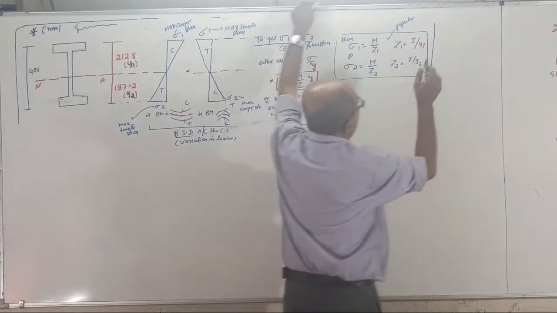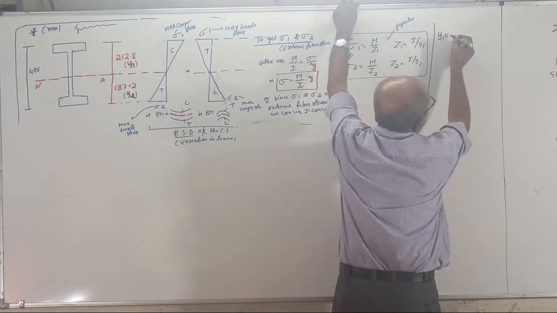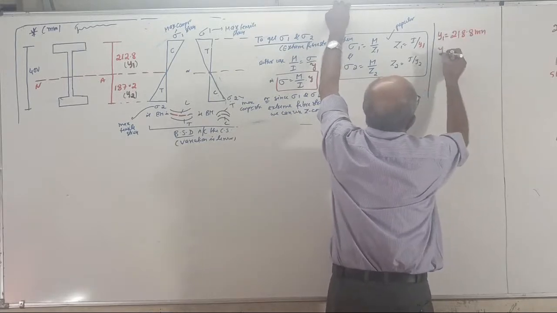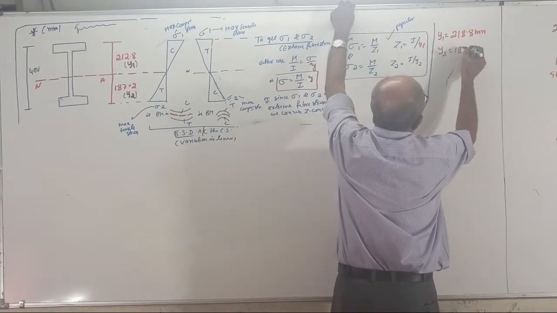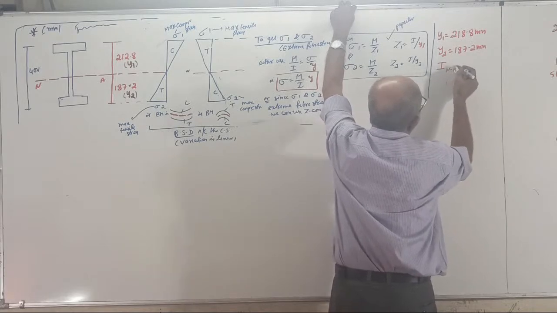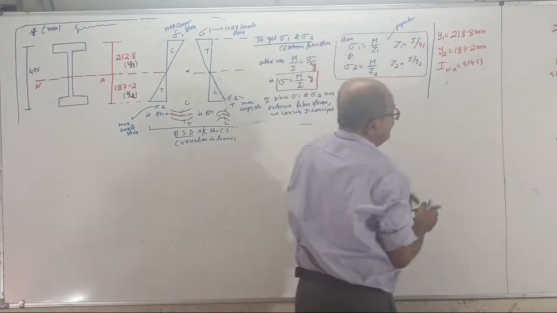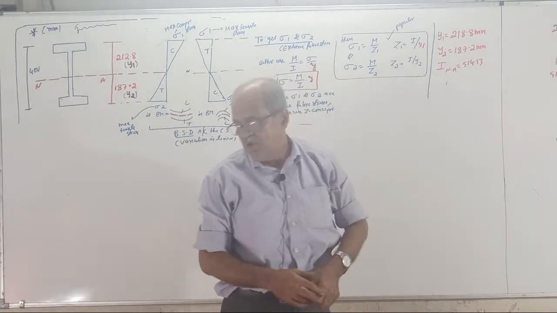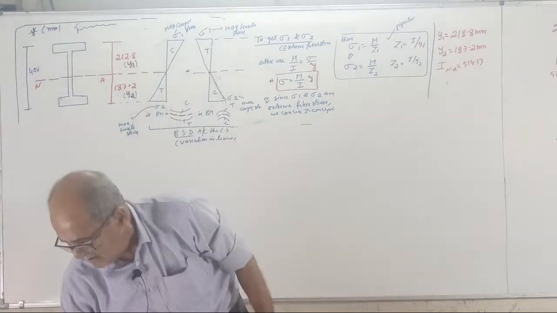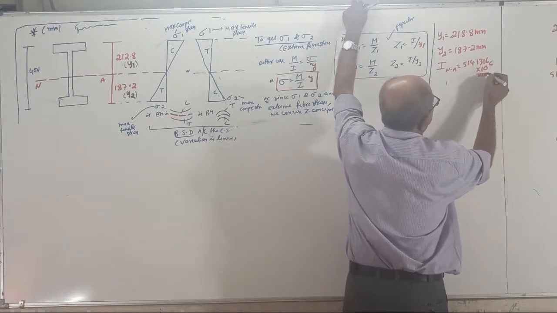Now, for our question, your uppermost distance Y1 equals 212.8 millimeter and your Y2 equals 187.2 millimeter, and your I about the neutral axis is 514.13. How much did I write just now? I forgot. I went for a little more accuracy: 514.1316, 10 to the power 6 millimeter power 4.